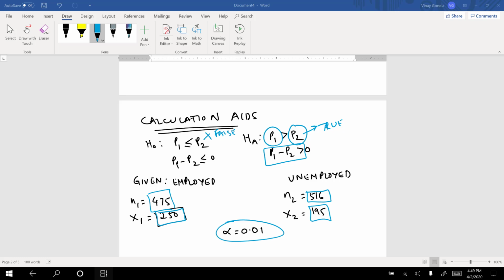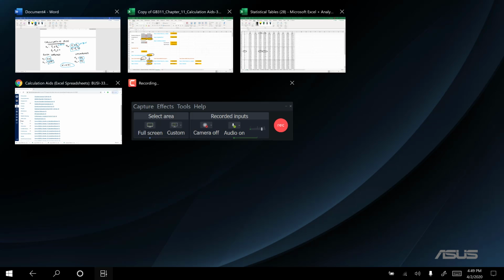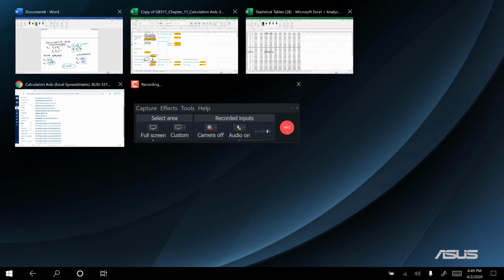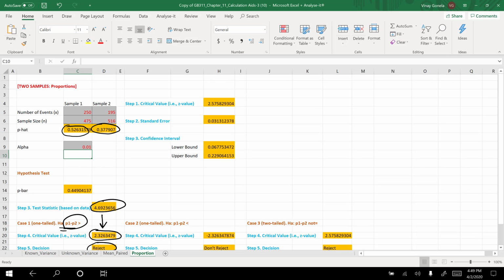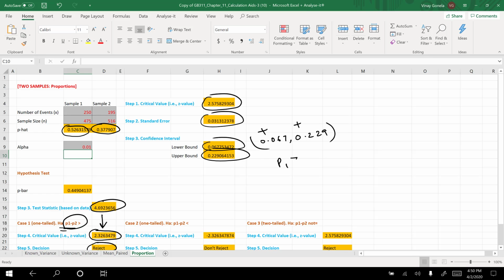And again in this sheet, if they ask you confidence interval questions, the critical value for the confidence interval in proportions would be this, the standard error would be this, and then lower bound and upper bound. You see, lower bound is 0.067 and upper bound is 0.229. These are both positive numbers. These numbers represent the lower limit and upper limit of P1 minus P2. If both are positive, that means P1 is greater than P2.